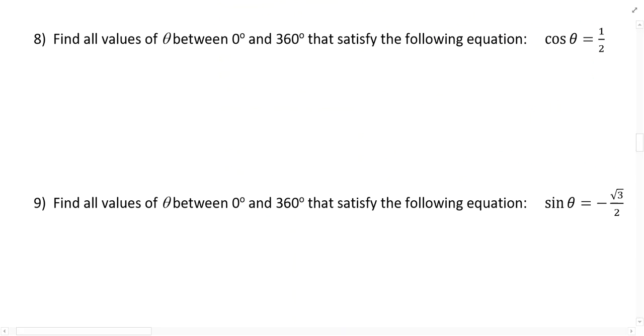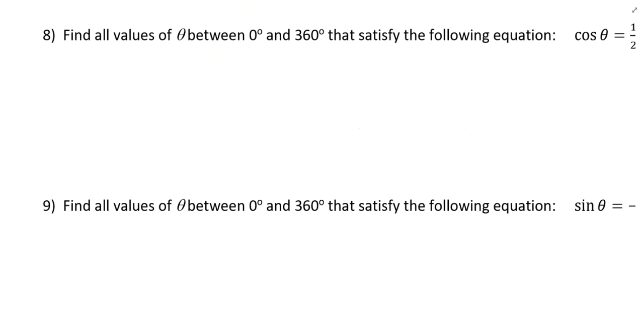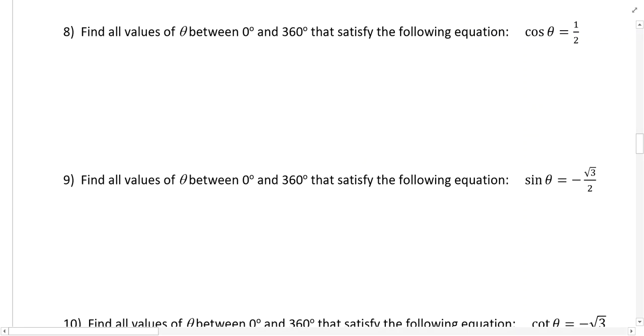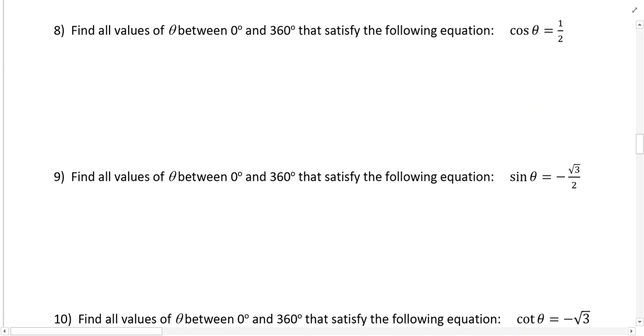For question number 8, find all theta values between 0 and 360 degrees that satisfy the following equation. When does cosine theta equal 1/2? Well, recall from our definition of the unit circle that the cosine value of an angle measure is equal to the x-coordinate on the unit circle. So this question is really asking where on the unit circle does x equal 1/2?